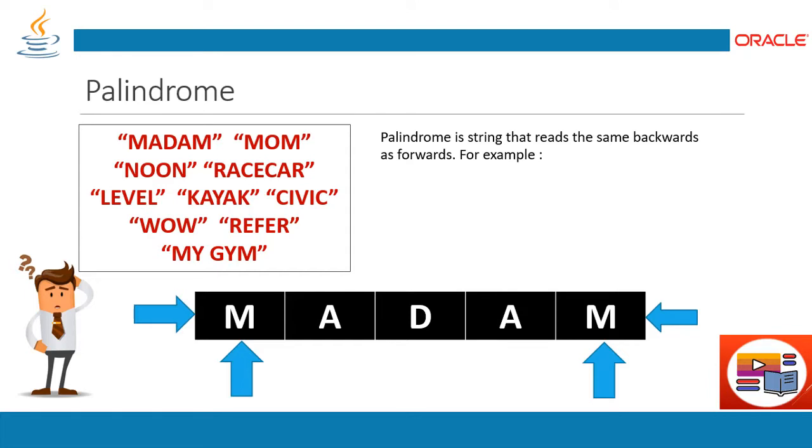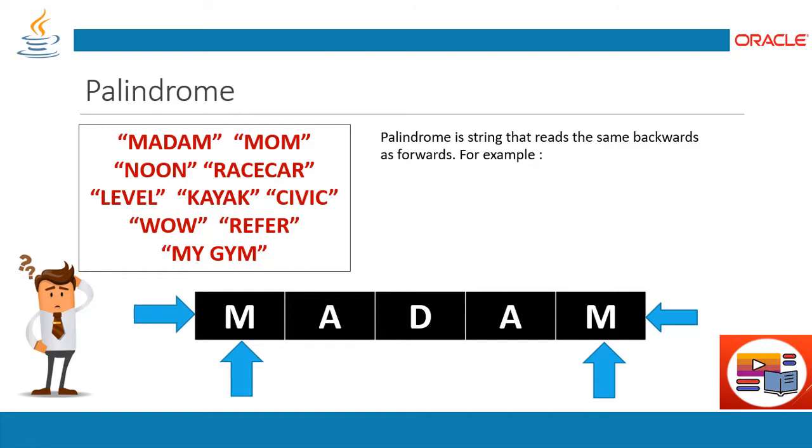A palindrome is an algorithm where a string or a number or any particular content reads the same backwards as forwards. To understand it, let's see a few examples, like madam. If you start from the front M and the last M, that's the same word. Mom, noon, race car, level, kayak, civic, wow, refer, my gym. So all these words are palindromes.